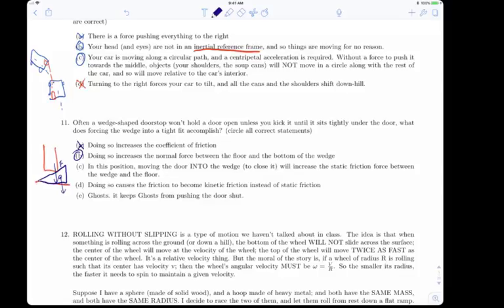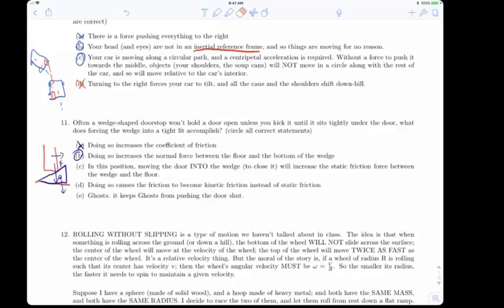In this position, moving the door into the wedge to close it will increase static friction force between the wedge and the floor. I don't think so. It won't increase the static friction force. If this guy moves this way, well, that doesn't really, okay, hold on.